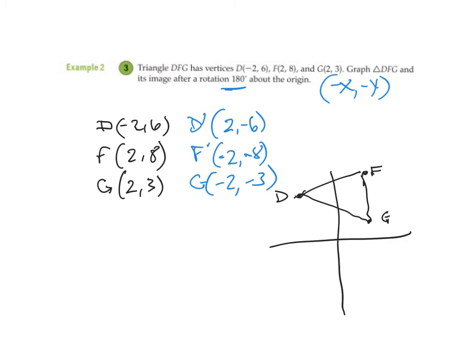Then what do I need to do? I need to change it. So D dash goes to 2, but negative 6. So 2, negative 6 is going to go down here, so that's D dash. F dash is going to be negative 2, negative 8. So we're going to go a little bit further down here, so that's F dash. And G dash is going to be negative 2, negative 3, so we're going to be down here, so there's where G dash is.